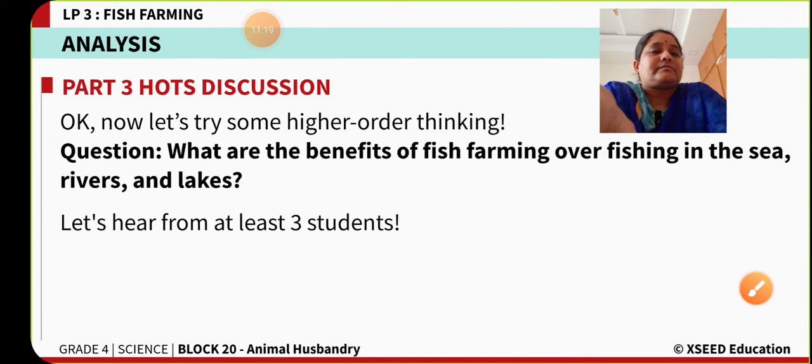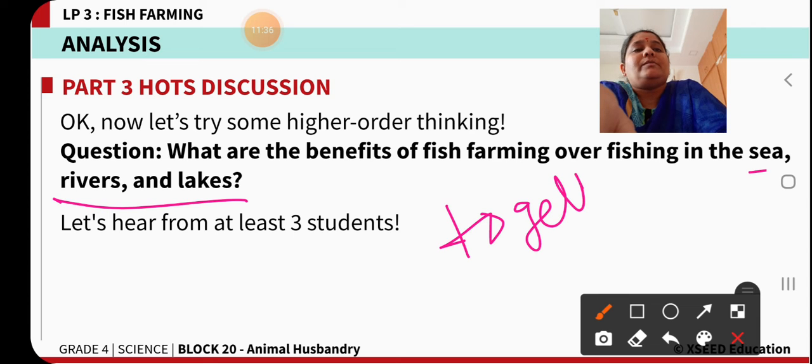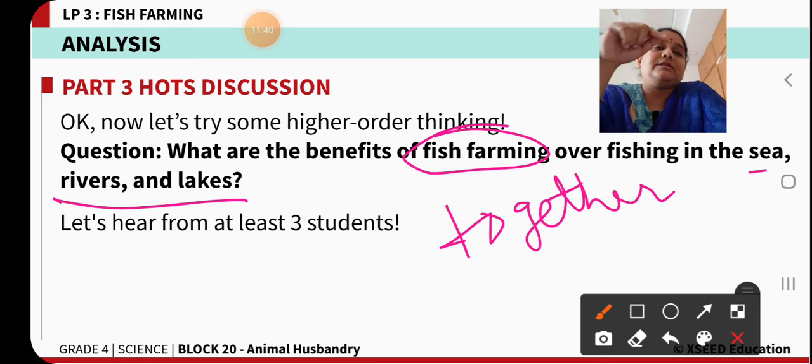Now, what are the benefits of fish farming over fishing in seas, rivers, or lakes? When you are doing the cage farming method, that is fishing in seas, rivers, and lakes, you are growing different varieties of fishes and prawns together. But the first and foremost benefit is that in a fish farm, you can grow your selected variety of fish.